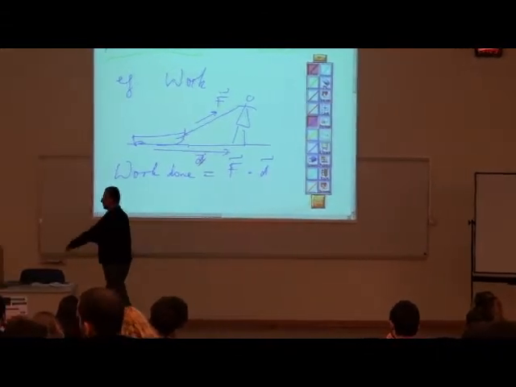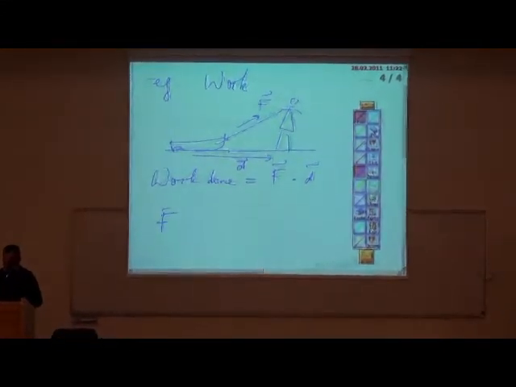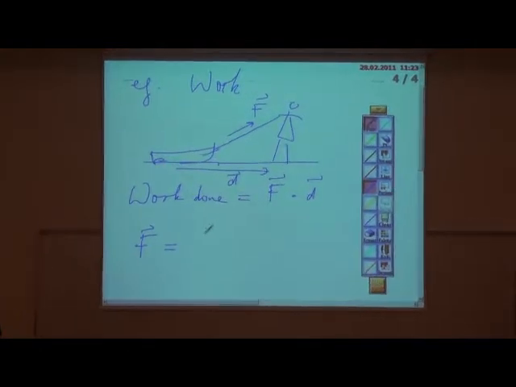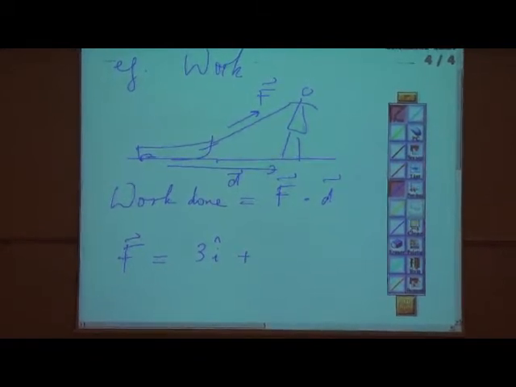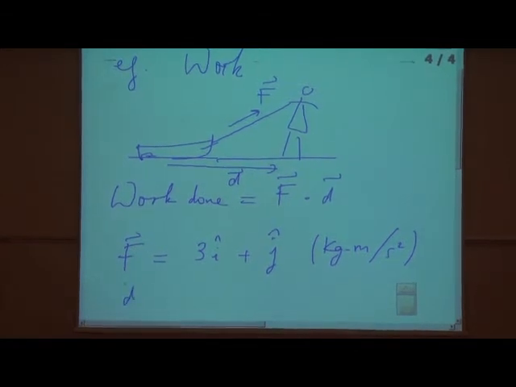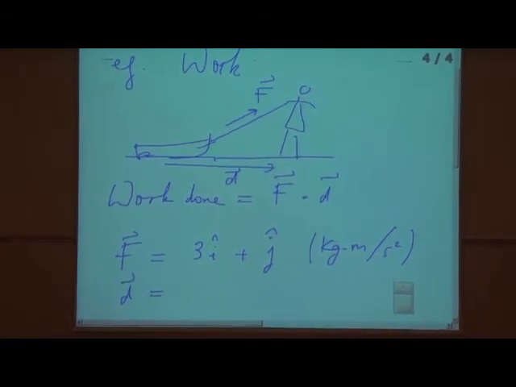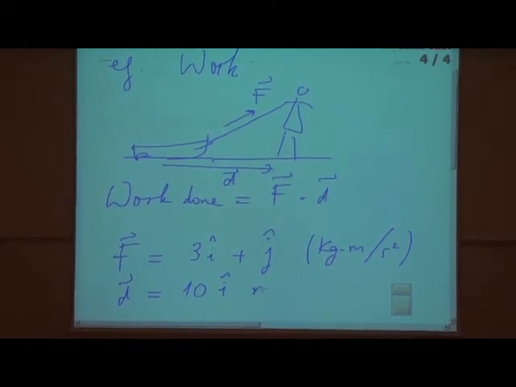So let me give you some numbers so we can calculate it. Let's say F equals 3I plus J, just one J, and the unit is kilogram meter per second square. And let's say d is 10I, and the unit is meters.